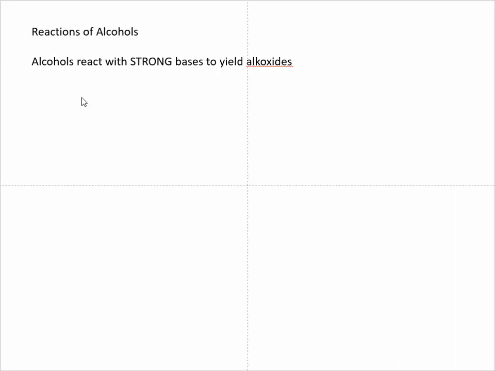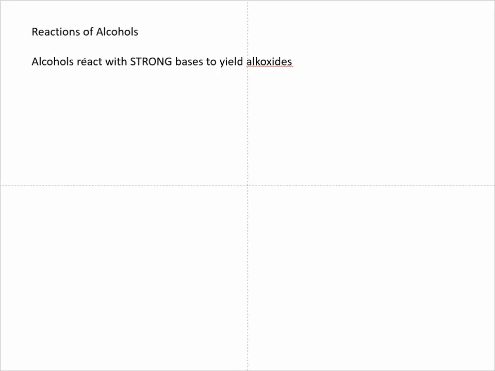All right, guys, here I'm going to be talking to you about reactions of alcohols. So this is section 9.6 through 9.10 in your book. First we're going to start with how alcohols react with strong bases. We've done this in class previously. Alcohols react with strong bases to yield alkoxides.